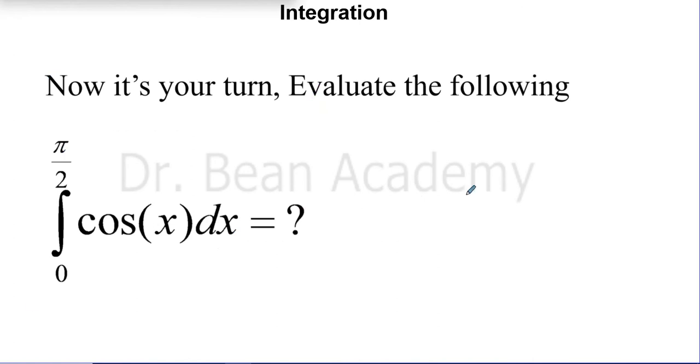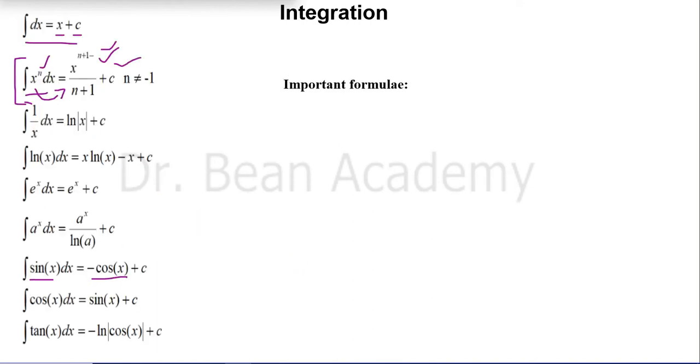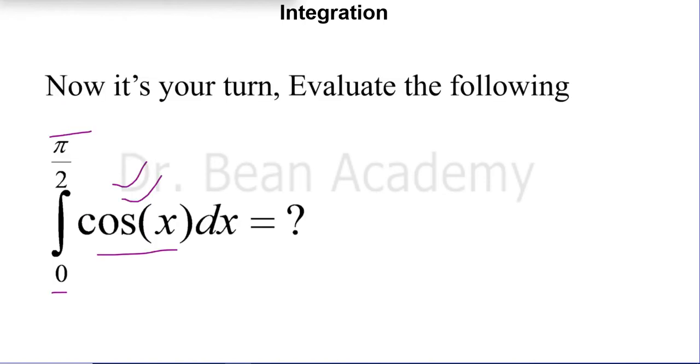And now it's your turn. Can you try to evaluate the following: if you have cosine of x dx, and if you want to find from 0 to pi by 2, the area below this function cosine of x between point 0 and pi by 2. And don't worry, you can always see the table of values: the integral of cosine of x equals sine of x. So I think it should not be very difficult. You can just solve it, and you may try to draw the graph of this function and visualize what that area actually is.